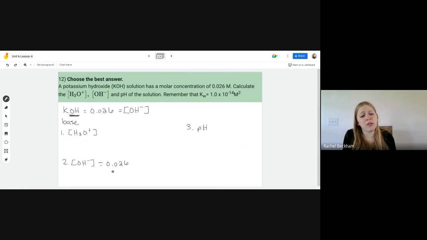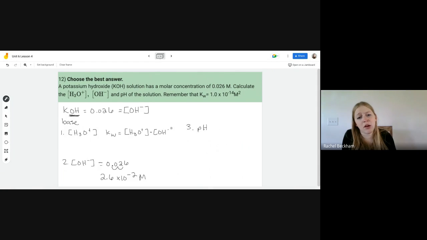So 0.026. They may want you to put it in scientific notation by shifting 1, 2. So 2.6 times 10 to the negative 2. This is a pretty strong concentration of a base. So now we need to find H3O plus. We know that Kw equals H3O plus times OH negative.